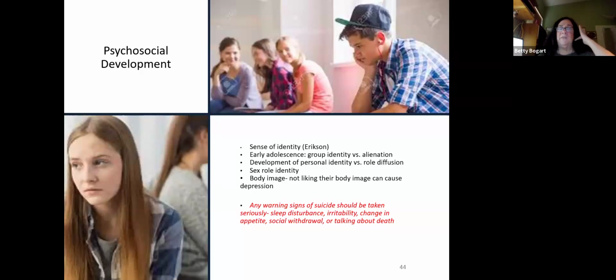One of the things they say with adolescents is if they start having these changes of depression, as in they're sleeping too much or not enough, or eating too much or not enough, or not going out like they used to, or start talking about death, take it seriously. These children will commit suicide. It's second on the list after motor vehicles, okay?